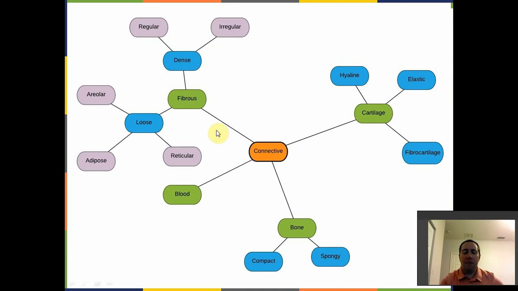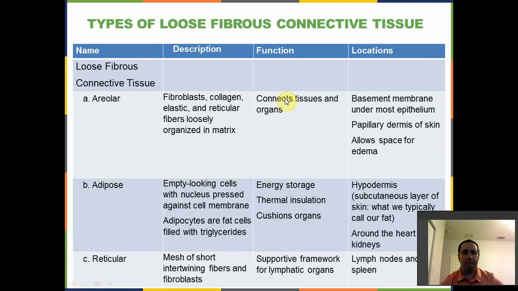We have three primary types. There's fibrous, cartilage, and bone, and we'll talk about each of these as we go. So the one, I think it's the only one we're not going to see a picture of, but you will see a picture of it in the lab, is areolar tissue. And so this slide is looking at types of loose fibrous connective tissue.